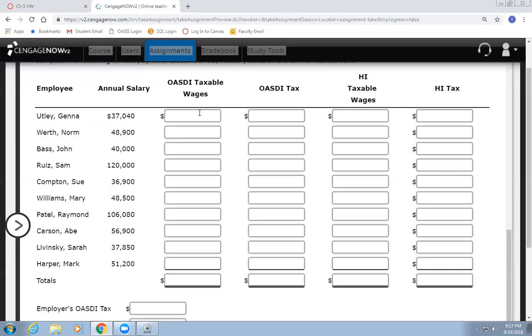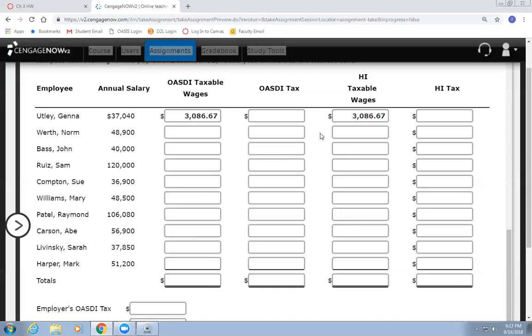So for Jenna, what would be the OASDI taxable wages? That's exactly what you'll do. We just take her annual salary and divide by 12. Very good. So her taxable wages would be $3,086.67. And since she's nowhere near any additional Medicare taxes either, that's going to be her high taxable wages as well. So $3,086.67 are her taxable wages for both Social Security and Medicare.